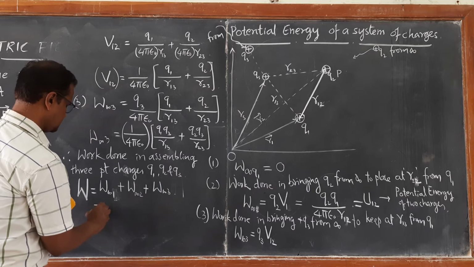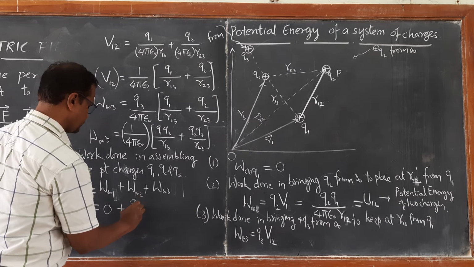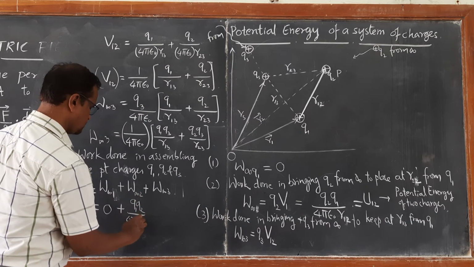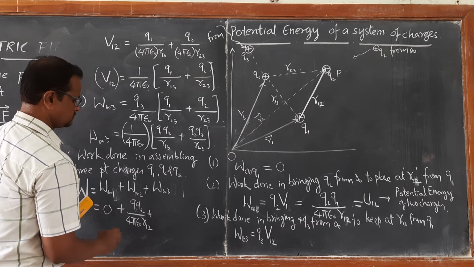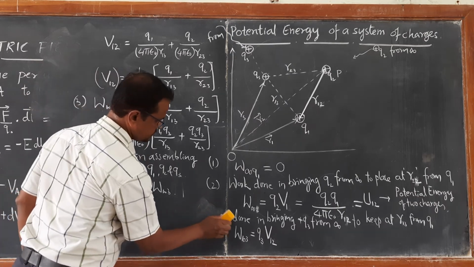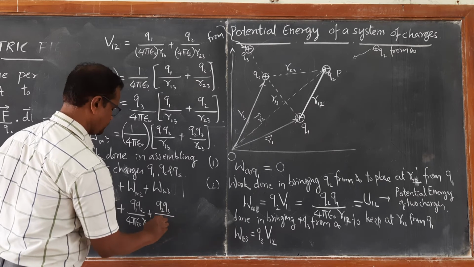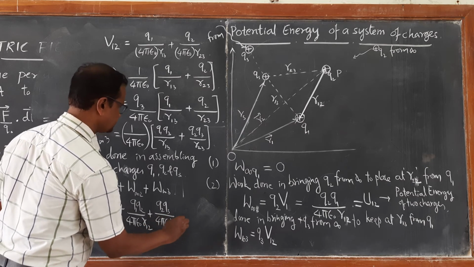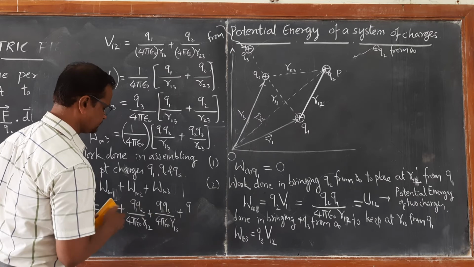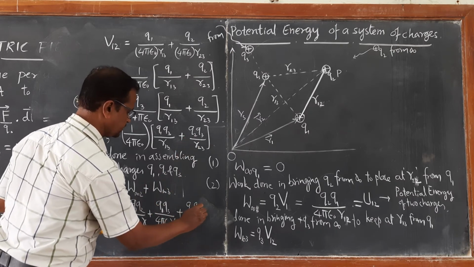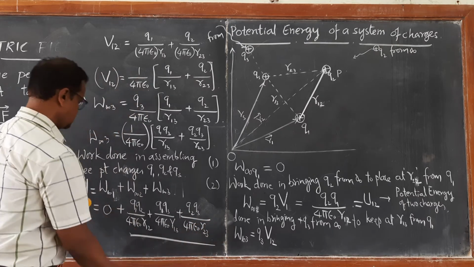So if you add this, the first one is 0, the second one is, you can see, U12, Q1 Q2 upon 4 pi epsilon naught R12, plus this, you can just write here, Q1 Q3 upon 4 pi epsilon naught R13, plus this is Q1 Q2, this is Q1 Q3, and here it is Q2 Q3 divided by 4 pi epsilon naught R23. So this is the final potential energy.